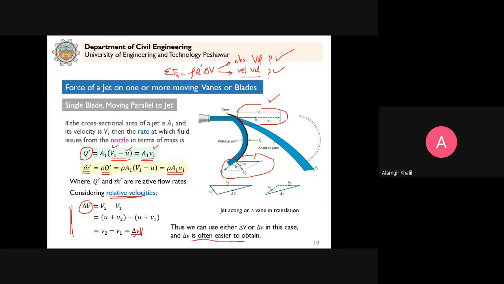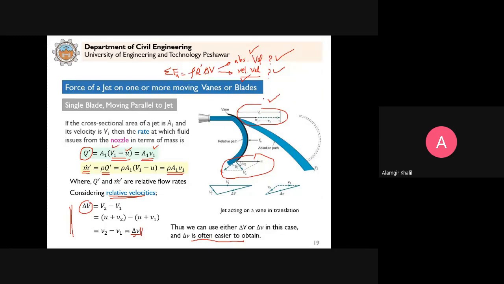So that's why in calculating the force for a single moving vane, the discharge will be q dash, less than q, and the change of velocity in the u direction will be either the absolute velocity or the relative velocity, you will get the same answer.